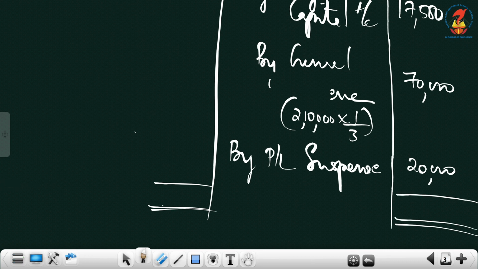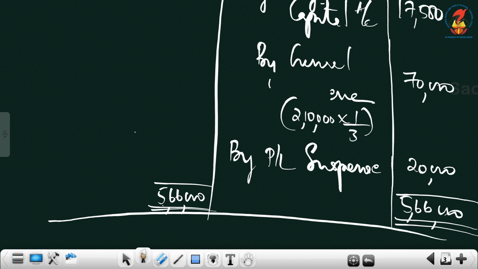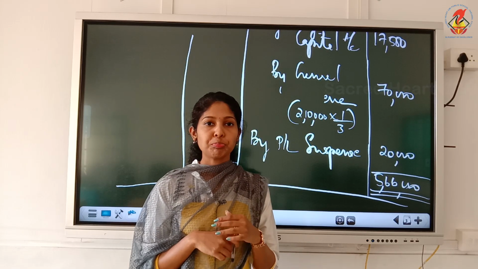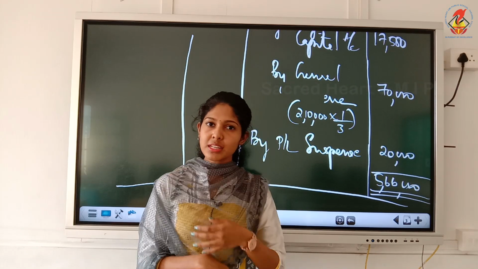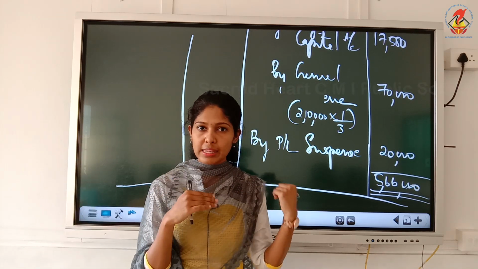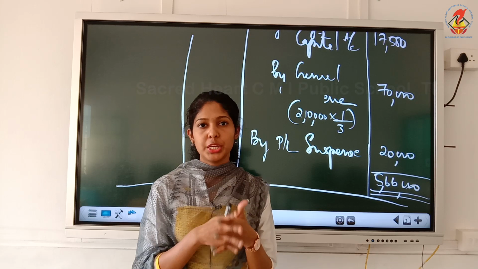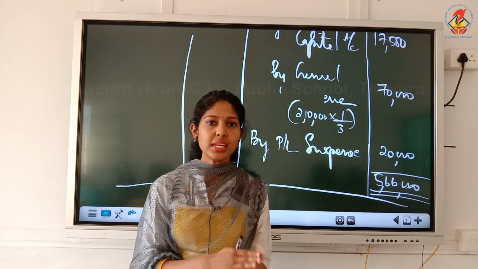Totals are 5,66,000. We can close it. Should we write that interest account or to bank in this account, partners' capital? No, it will be written only in executors.